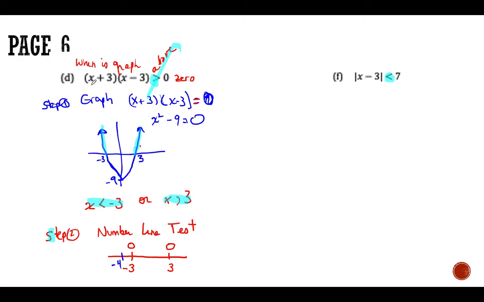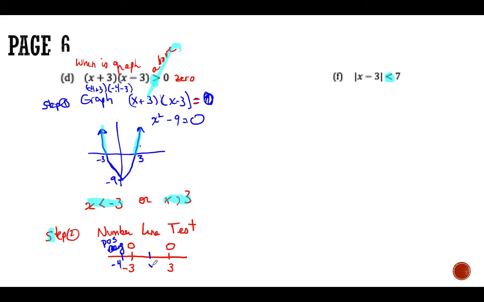Plug that number in back here. What is negative 4 plus 3? What is negative 4 minus 3? And what is that product? Negative 4 plus 3 is negative 1. Negative 4 minus 3 is negative 7. What is a negative times any negative? Positive. Right?